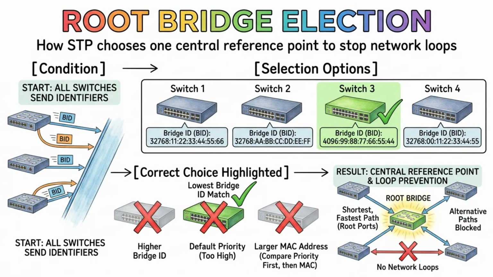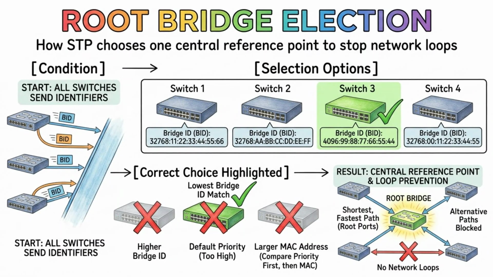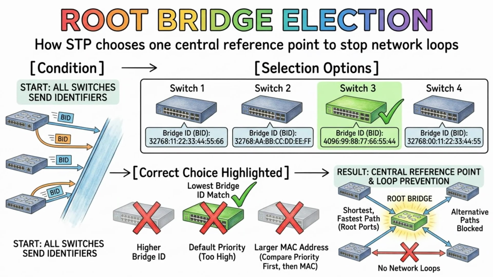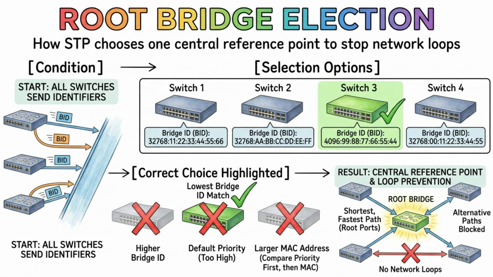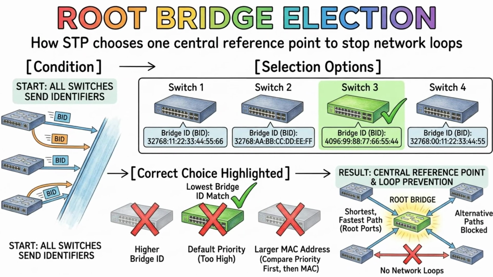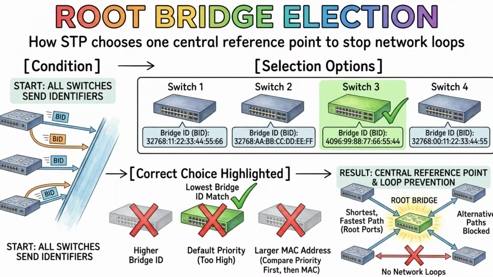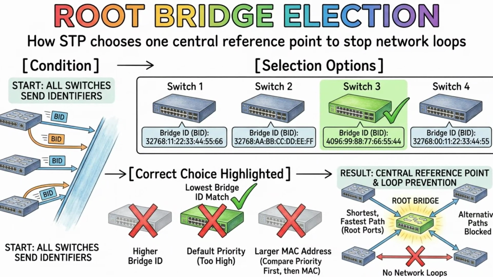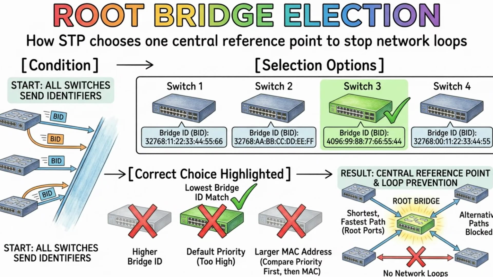To figure out exactly which ports to block and which ports to leave open, STP forces all the switches to hold an election to choose a leader, known as the root bridge. Every switch shares its unique identifier, called a bridge ID, which is a combination of a configurable priority number and the permanent MAC address of the switch hardware.